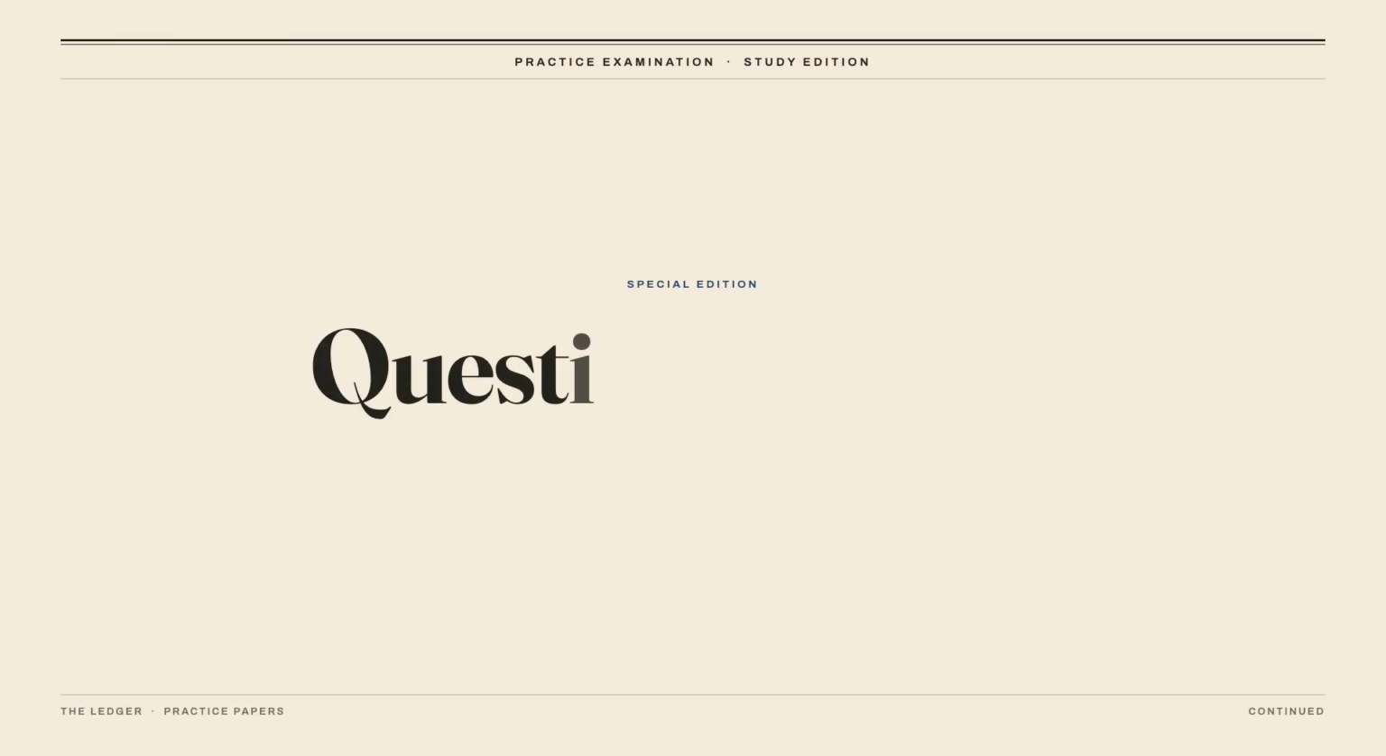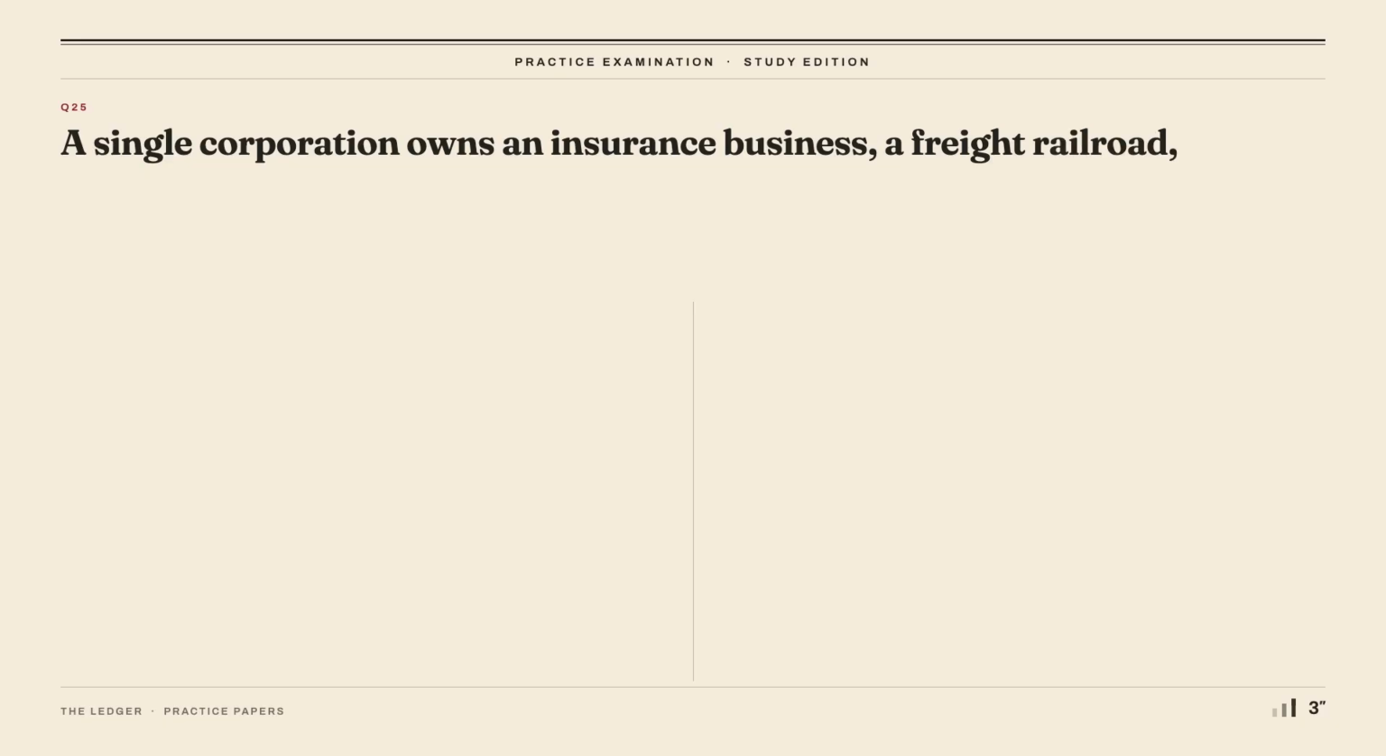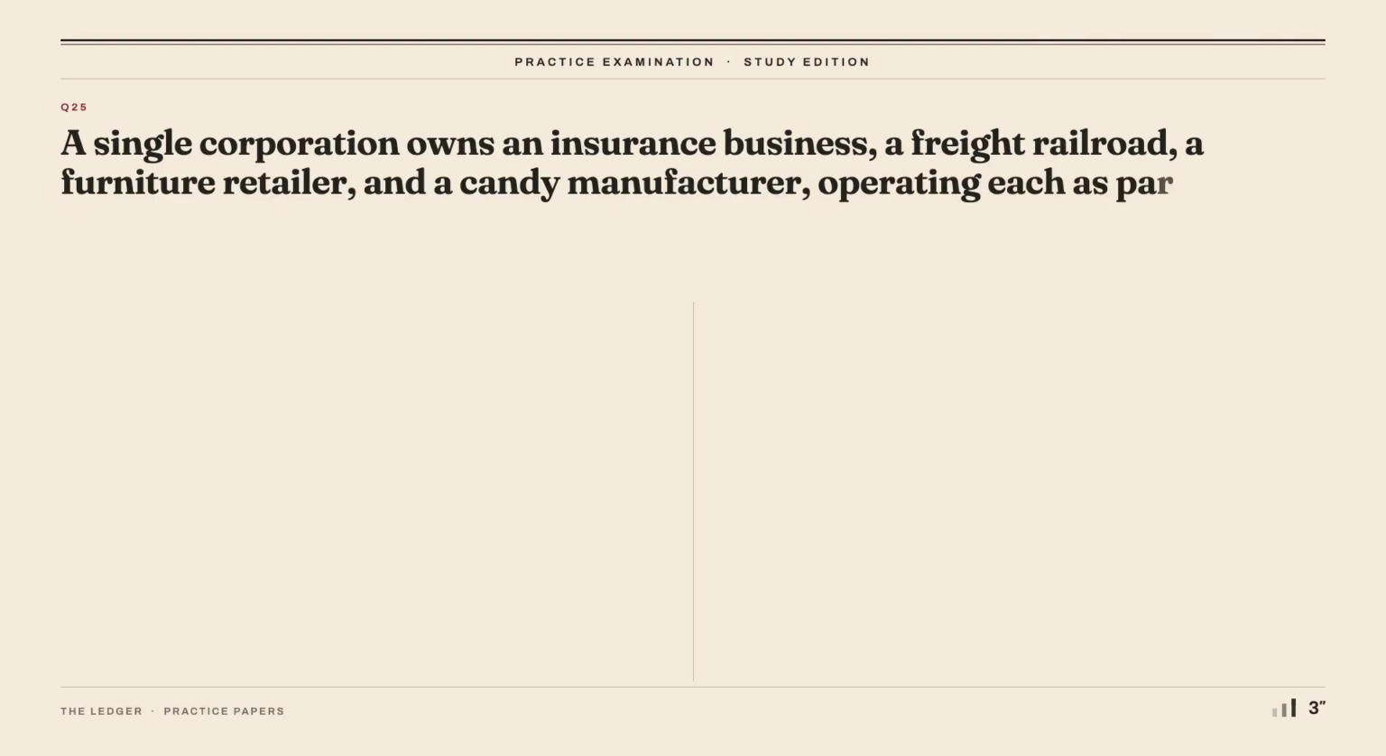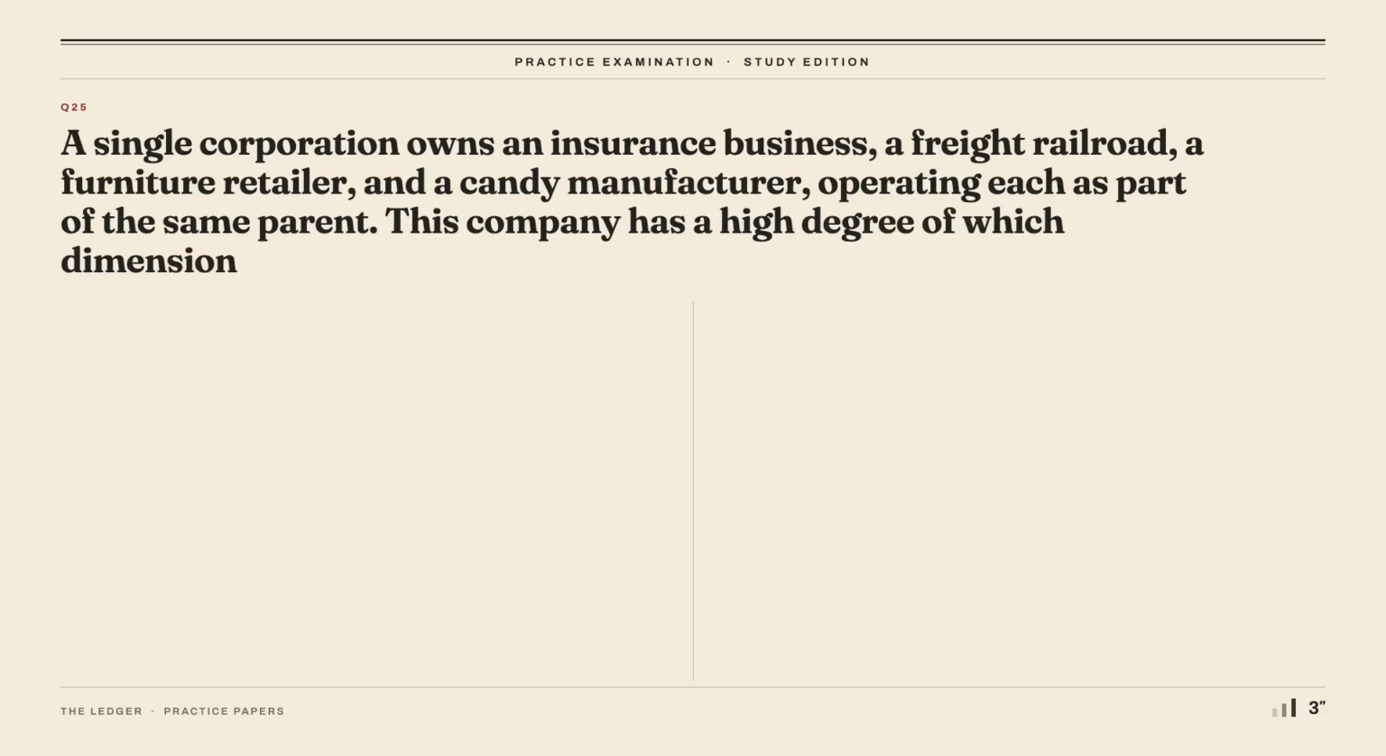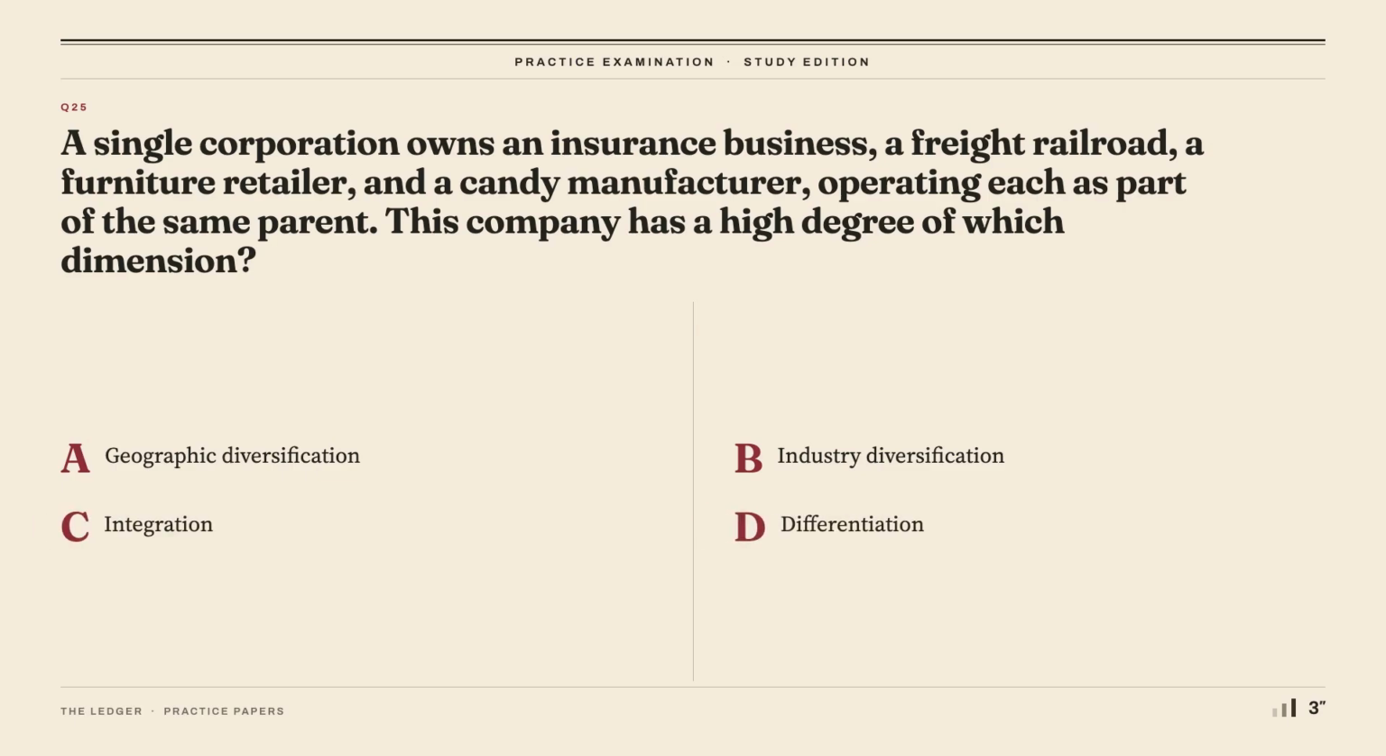Question 25. A single corporation owns an insurance business, a freight railroad, a furniture retailer, and a candy manufacturer, operating each as part of the same parent. This company has a high degree of which dimension? Your options are A. Geographic diversification, B. Industry diversification, C. Integration, D. Differentiation. Which one is it? Pause the video if you need more time.